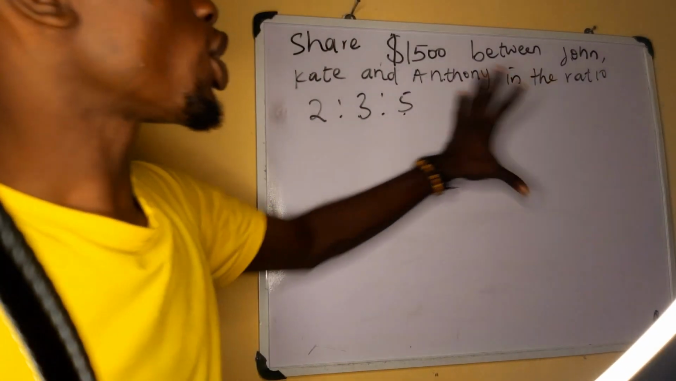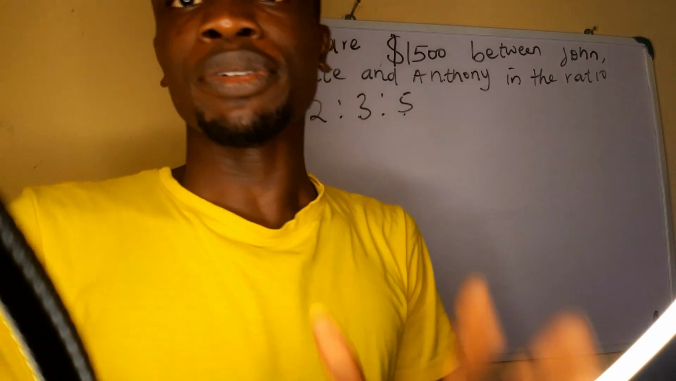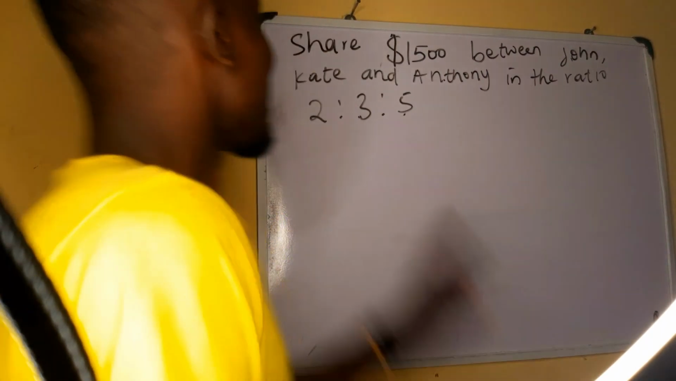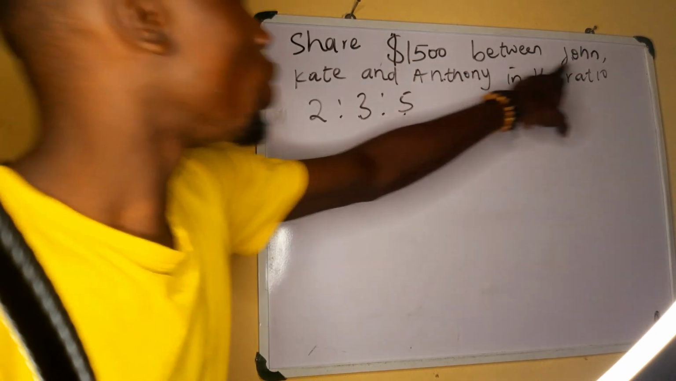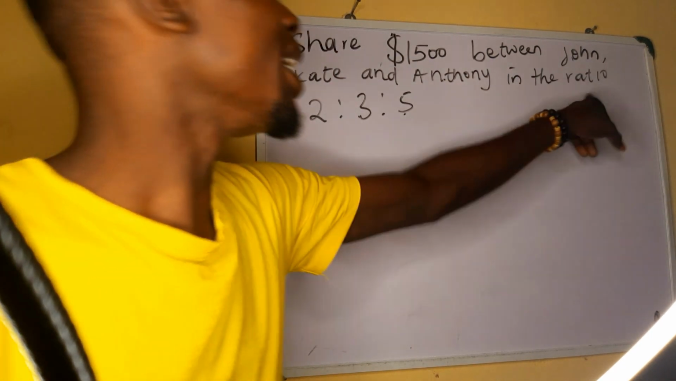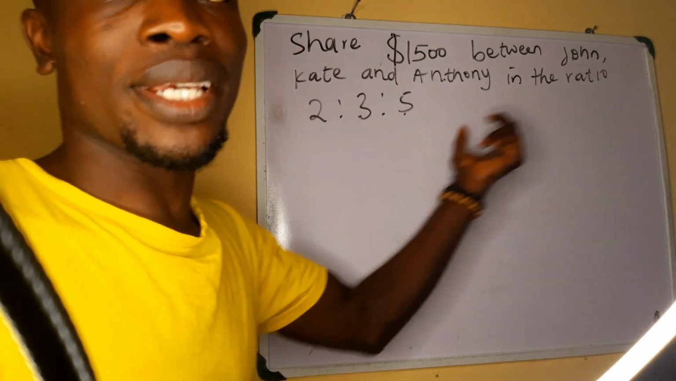In this tutorial, we're going to solve this question on the board. It's about ratio. We are asked to share $1,500 between John, Kay, and Anthony in the ratio 2:3:5.